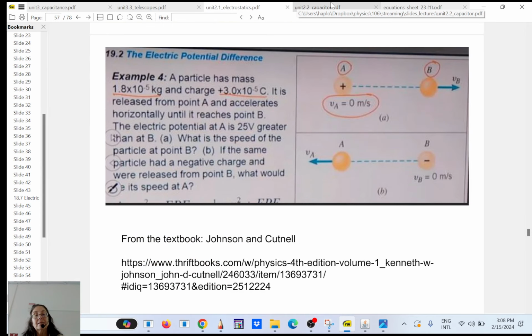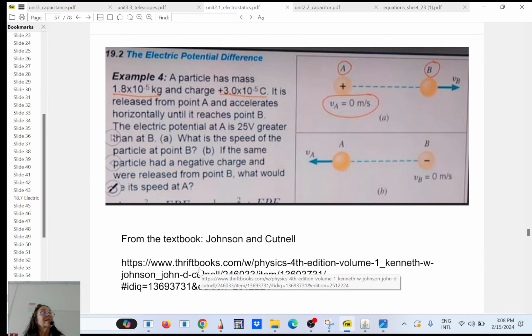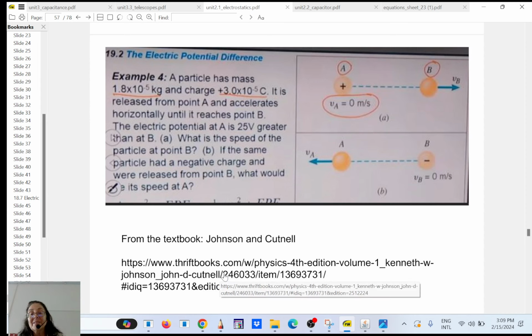Okay, is that clear? Oh look, I modified the slide actually over the weekend, so you can see the book where you can find it. Thrift books. It's very cheap.